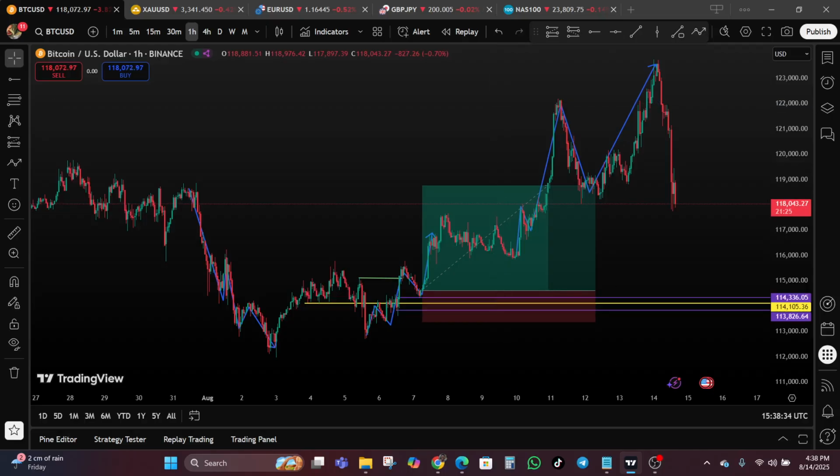Apply it to your charts, refine it with practice, and you'll be able to trade with the same principles that institutions use.